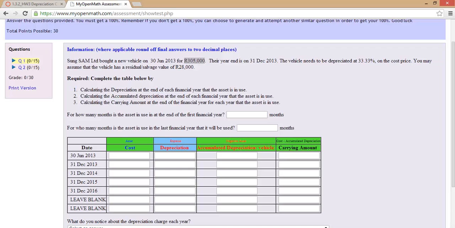So if we go to the timeline and we put this in there, we will see, right, there we go, that is our first financial year. Remember, our information said that our financial year end is on the 31st of December each year. So our first year is going to run from the 1st of January to the 31st of December 2013.